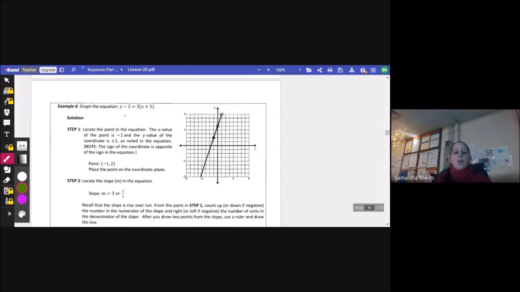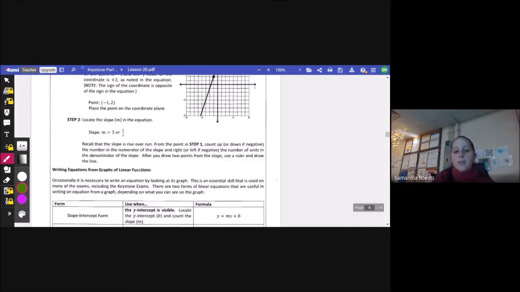For example 6, I want to graph the equation y minus 2 equals 3 times (x plus 1). I locate the point in the equation. The x value of the point is negative 1, and the y value of the coordinate is positive 2. As noted in the equation, the sign of the coordinate is opposite of the sign in the equation. So the point is (negative 1, 2). I place the point on the coordinate plane. Then I locate the slope, which is 3 or 3/1. So again, I go up 3/1, or down 3/1, to get my graph.